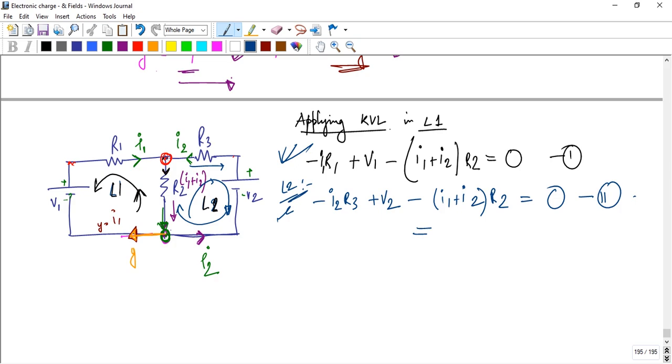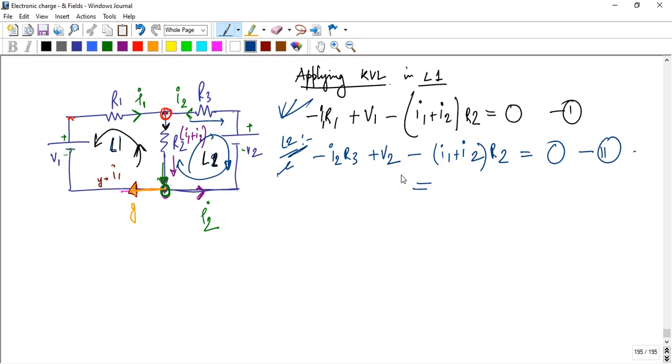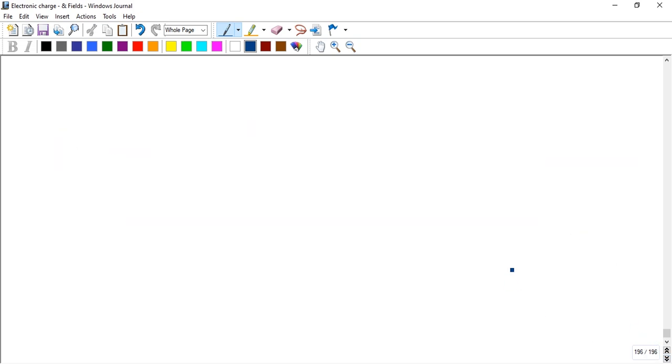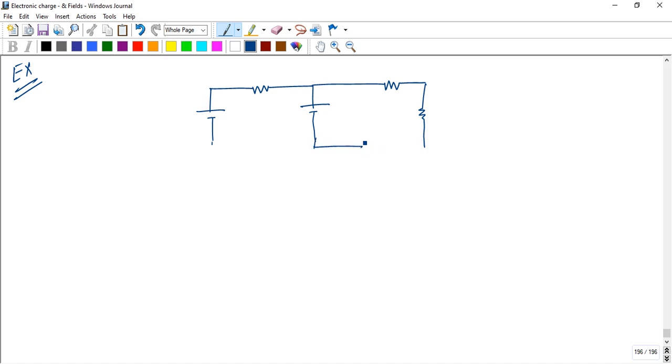Okay, now take another example, very important. Another example, here is an example. Suppose there is a source, there is another source, there is another.